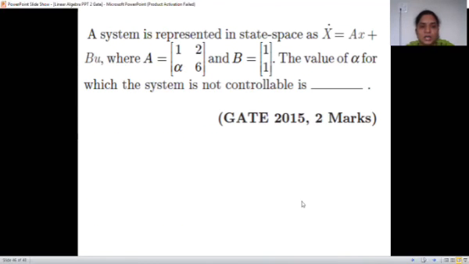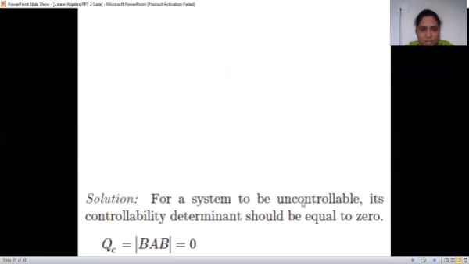Next question. A system is represented in state space as x dot is Ax plus Bu, where A and B are given. The value of alpha for which the system is not controllable is... Okay, this is something different. The system is not controllable. We can say the system is not controllable if the determinant of the controllability matrix is 0, something like that. So just see the answer.